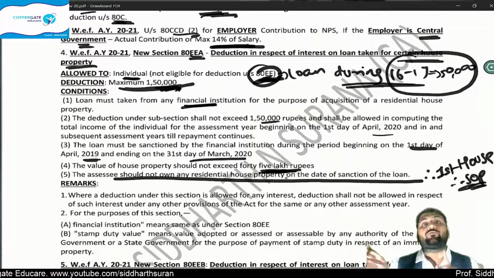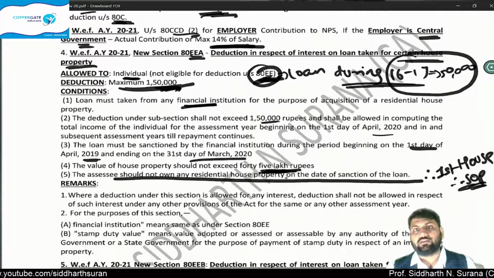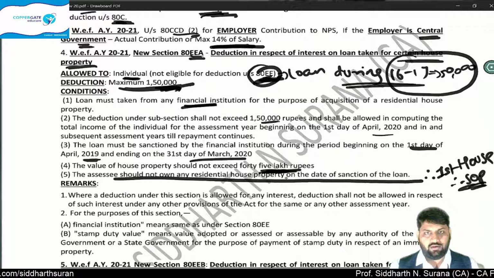Over there also, you have to give first preference to SOP, here also. That loan was sanctioned during 16-17. This loan is sanctioned during 19-20. Are we clear?